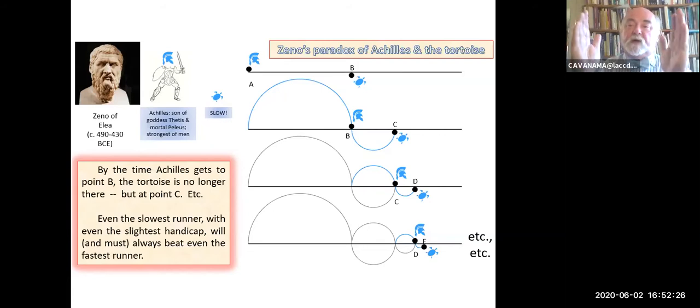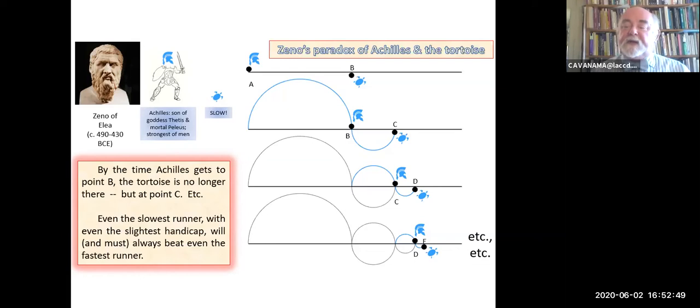So let's say we've got a race course here, and here's Achilles and here's the tortoise. So boom, it's off. Achilles is going to get to where the tortoise was, but the tortoise is not there. And he's going to get to where the tortoise was, but the tortoise is not there, and on and on. And the distance between them is going to be shrinking, but Achilles will never get to where that tortoise is and never pass that tortoise across the finish line first.